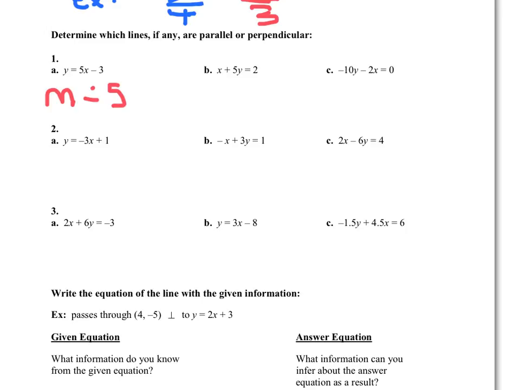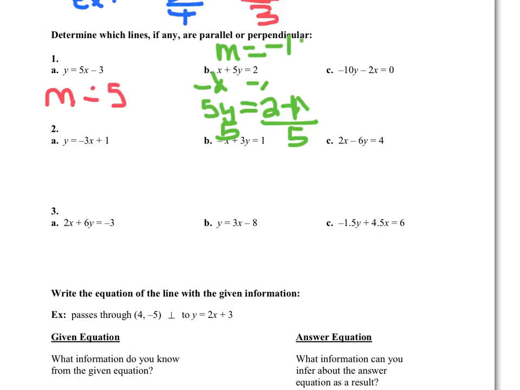On both B and C, the first thing that we'd have to do is put them in slope-intercept form. So to put B, we'd minus x. So we get 5y equals 2 minus x, and then divide by 5. I'm really not even interested in the y-intercept because it doesn't matter. And you can see the slope is negative 1/5. So I'll put that up here.